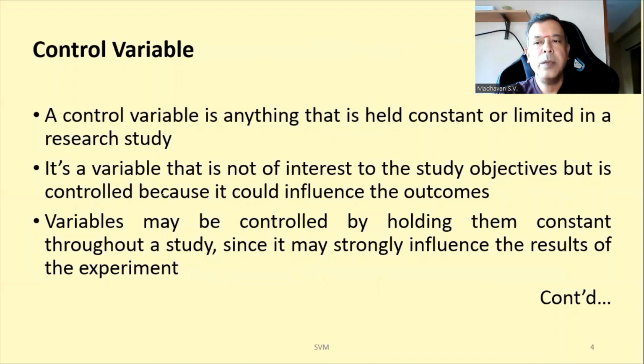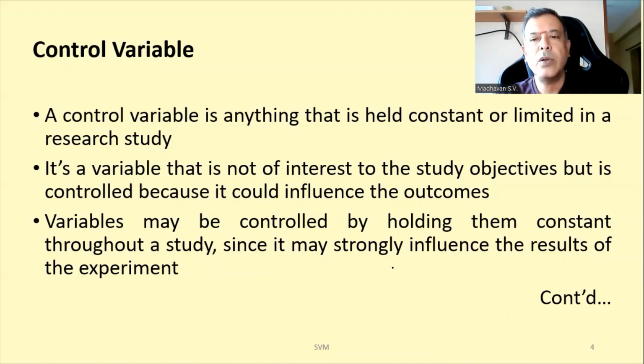Next one is a control variable. A control variable is anything that is held constant or limited in a research study. It is a variable that is not of interest to the study objectives, but is controlled because it could influence the outcomes. Variables may be controlled by holding them constant throughout the study, since they may strongly influence the results of the experiment. We will understand this control variable with the Boyle's law experiment, where there are three variables: pressure, volume, and temperature. There, if we keep the temperature constant, we can understand the relation between pressure and volume. If pressure increases, what happens to volume, or if pressure decreases, what happens to volume.